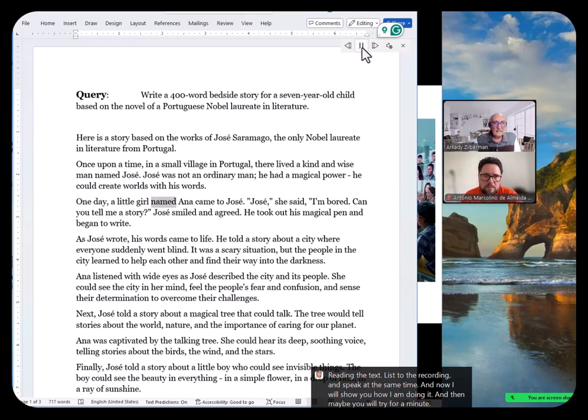One day, a little girl named Anna came to José. José, she said, I'm bored. Can you tell me a story? José smiled and agreed. He took his magical pen and began to write. As José wrote, his words came to life. He told a story about a city where everyone suddenly went blind. It was a scary situation, but the people in the city learned to help each other and find their way in the darkness.